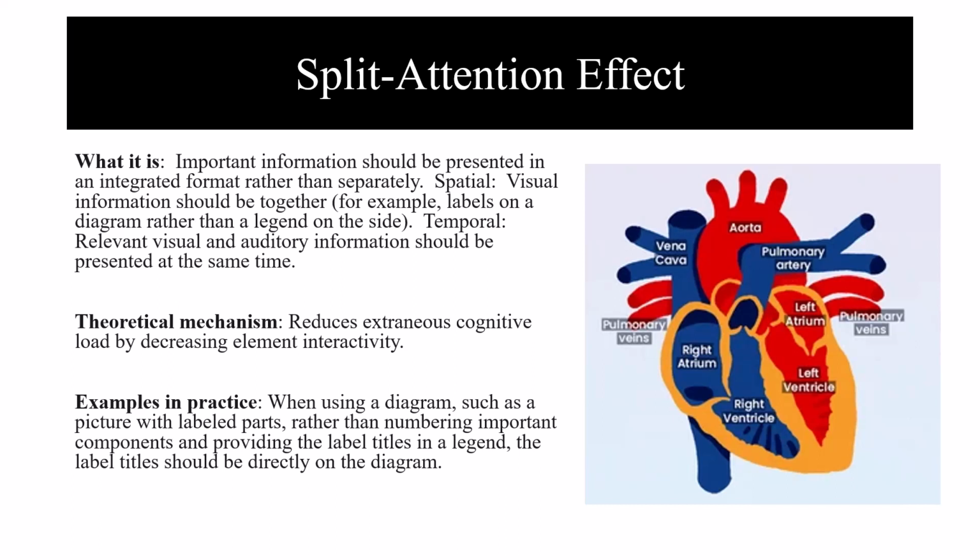The theoretical mechanism would be to reduce extraneous cognitive load by decreasing element interactivity. And then an example of that practice would be when you're using a diagram, such as the picture that's off to the left of the heart with labeled parts, rather than numbering important components and providing the label titles in the legend. So the label titles should be directly on the diagram, and you should see that in the various portions of the heart.